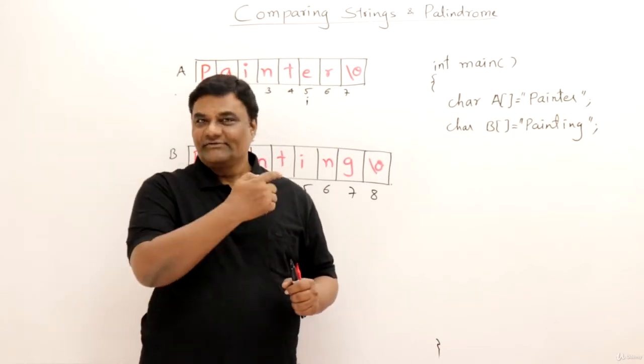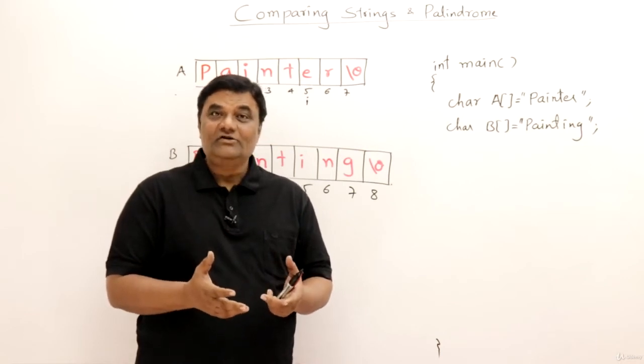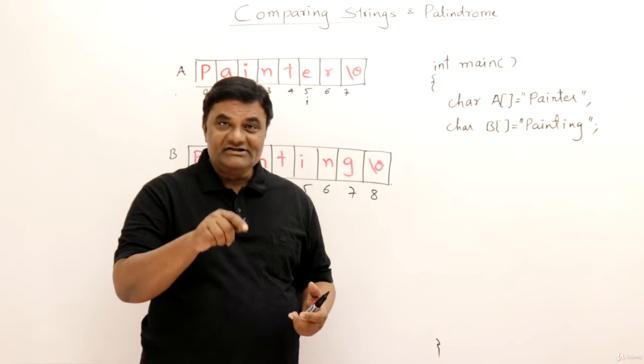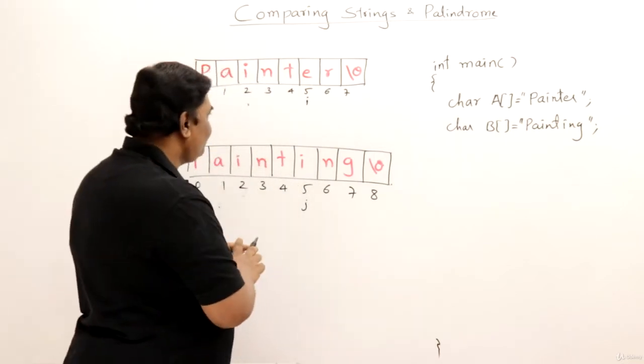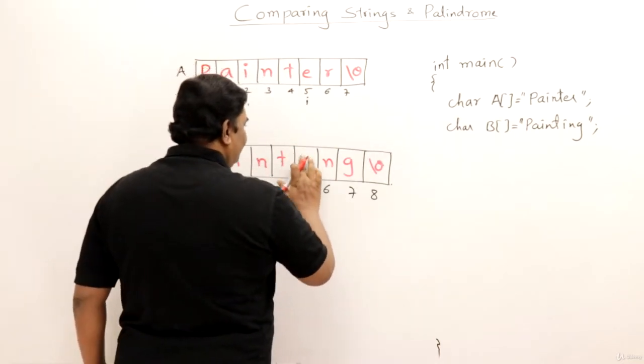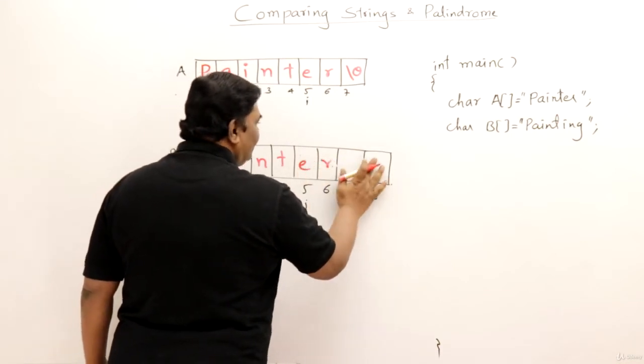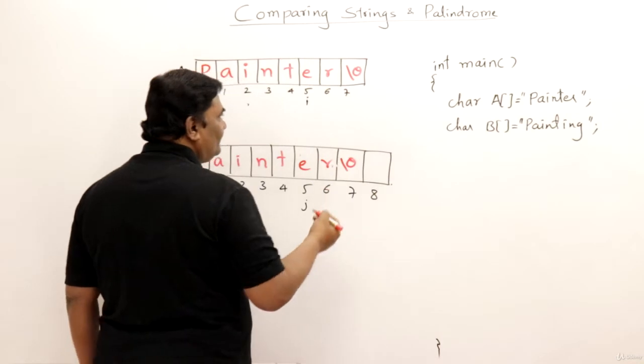Now one more thing. This was the example where the strings were not matching. If they are matching, then what happens? Let me change the string and show you. Instead of "painting", suppose it is "painter". Then definitely we'll have \0, right?